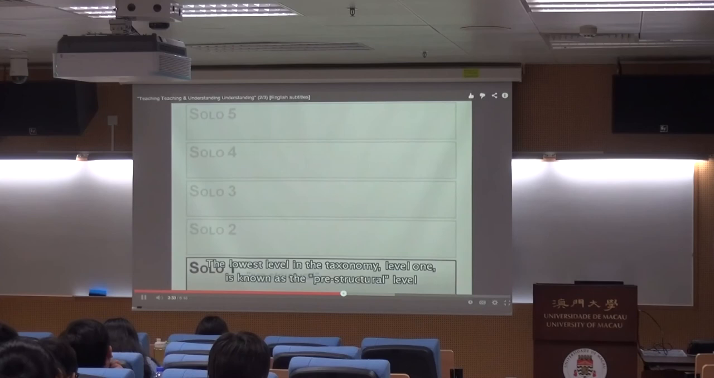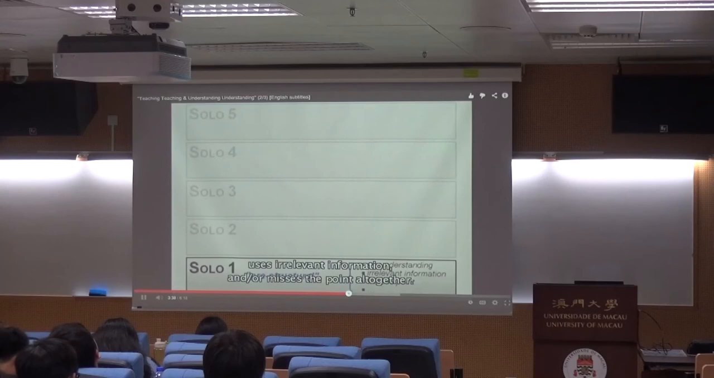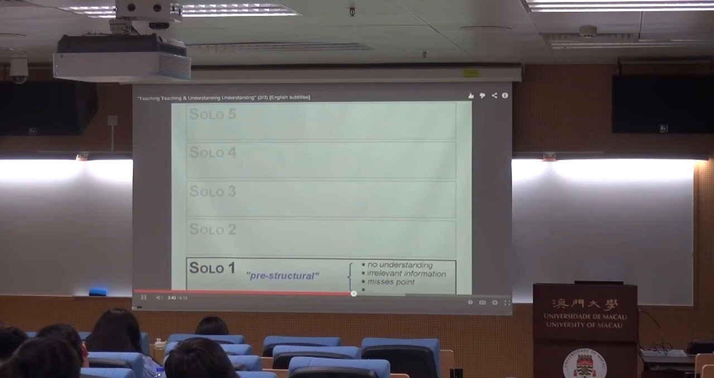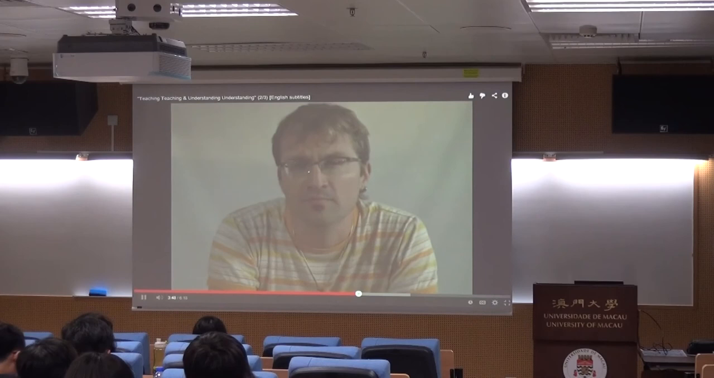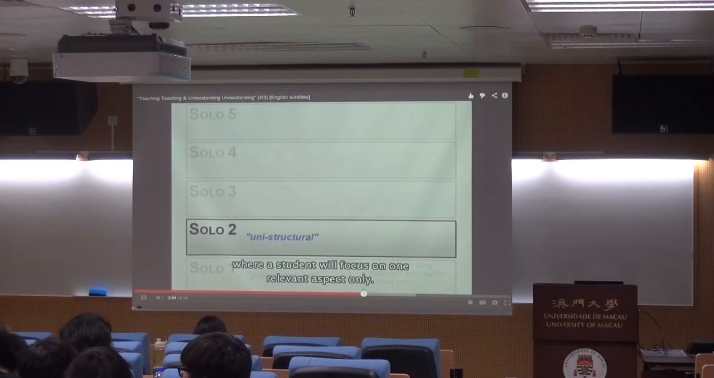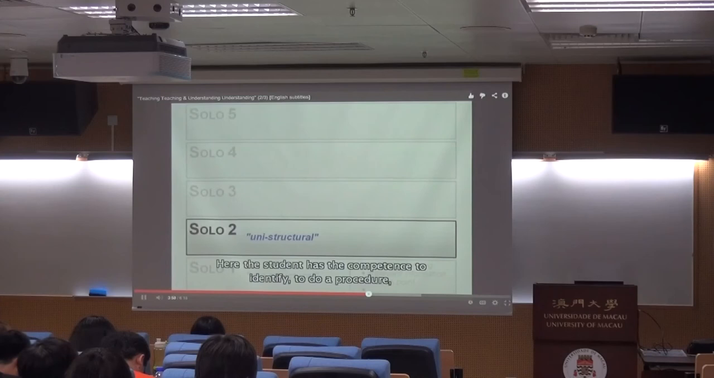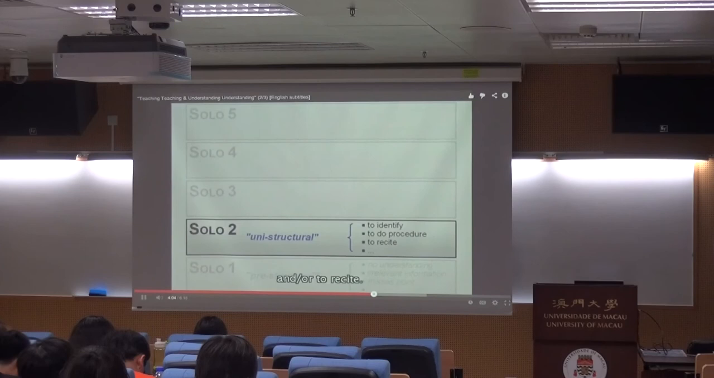student has no understanding, uses irrelevant information, and or misses the point altogether. One final question. What is a cow? Level 2 is known as the unistructural level, where a student will focus on one relevant aspect only. Here the student has the confidence to identify, to do a procedure, and or to recite. And how is it when you're milking?